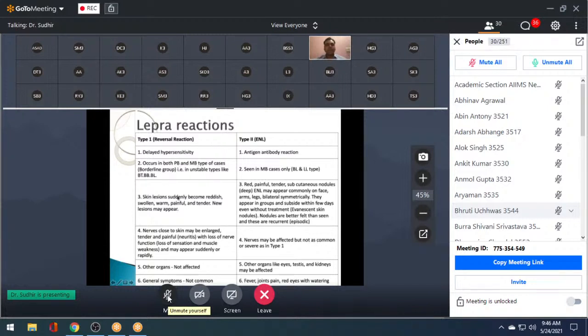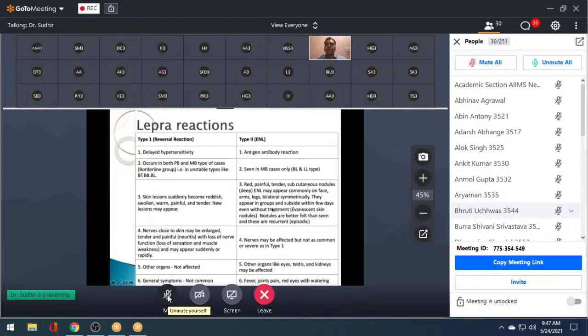Skin lesions in type 1 reactions suddenly become reddish, swollen, warm, painful, and tender. New lesions may also appear. And in type 2, you have red, painful, tender, subcutaneous nodules, and erythema nodosum leprosum reactions can appear commonly on the face, arms, legs, in bilaterally symmetrical regions. They appear in groups and subside within a few days, even without treatment. Sometimes they can subside without treatment also.